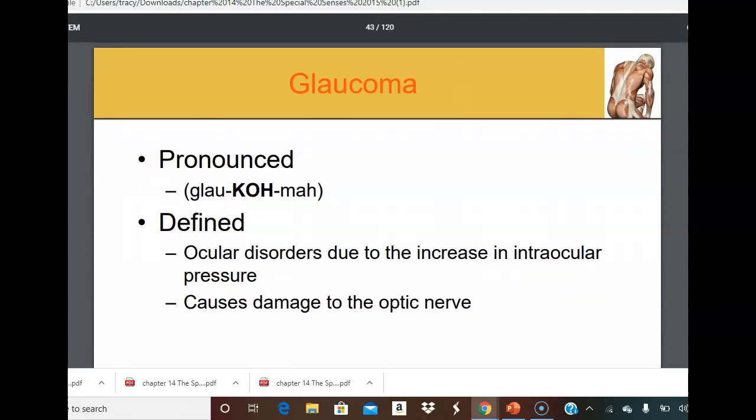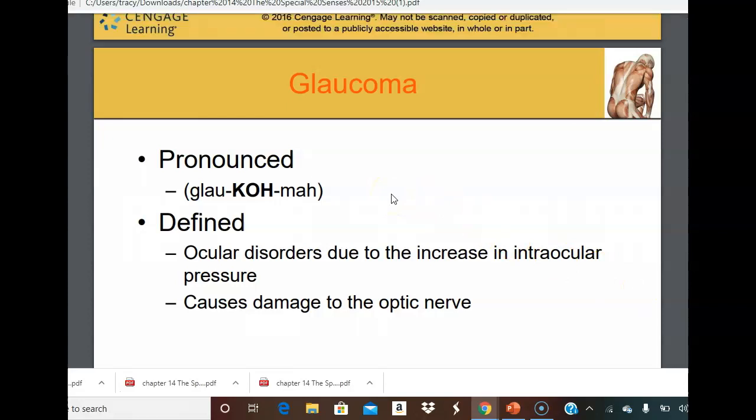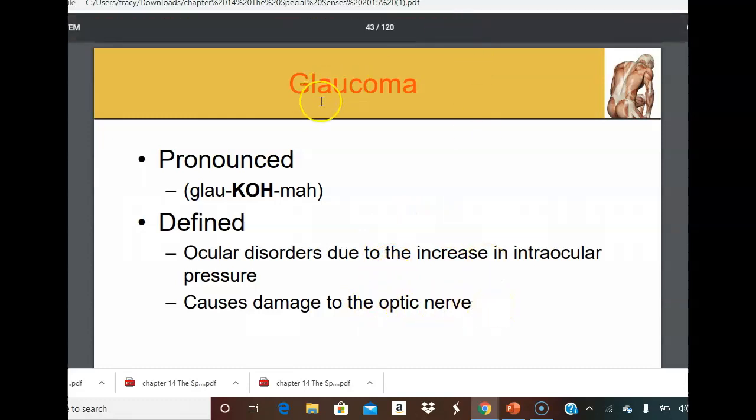Now glaucoma, I kind of touched on briefly earlier. Glaucoma is a disruption of the aqueous humor in the anterior and posterior chamber. Okay, so something happens. Either you have an increase in fluid or you have a decrease in movement of the fluid or reabsorption. And so what happens is you get an increase in intraocular pressure, and that intraocular pressure leads to damage of the optic nerve.